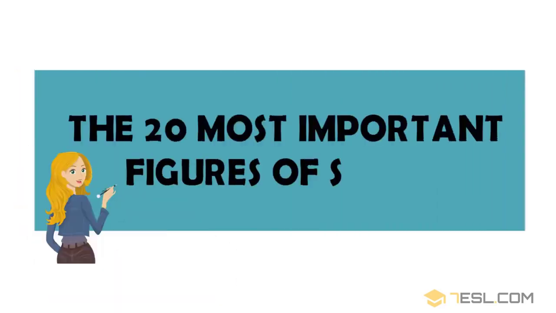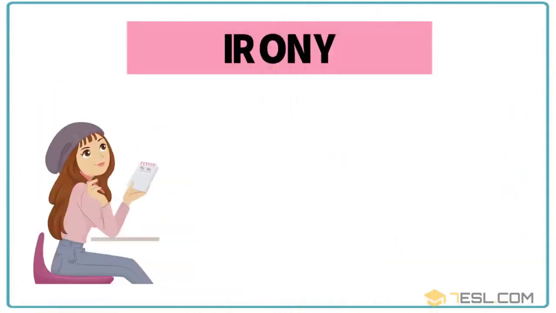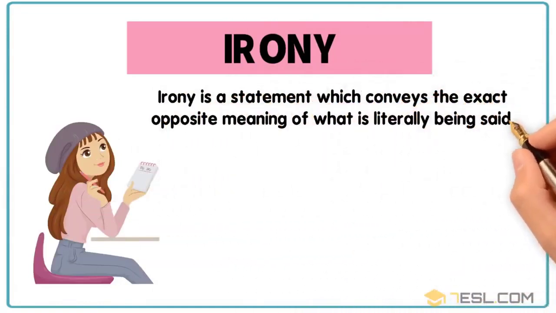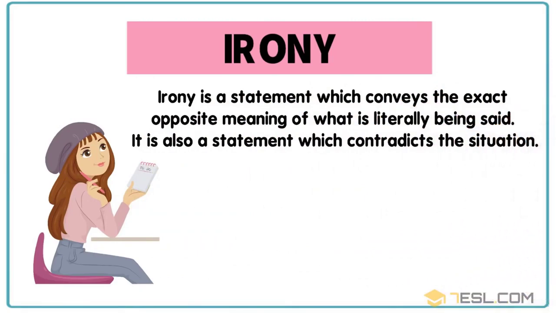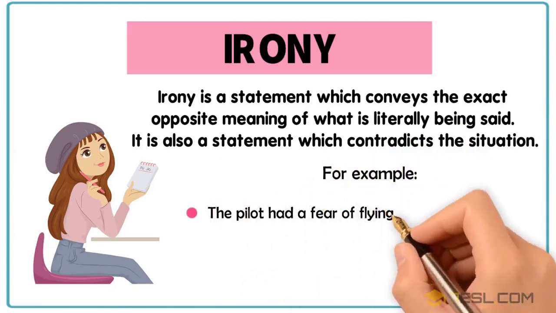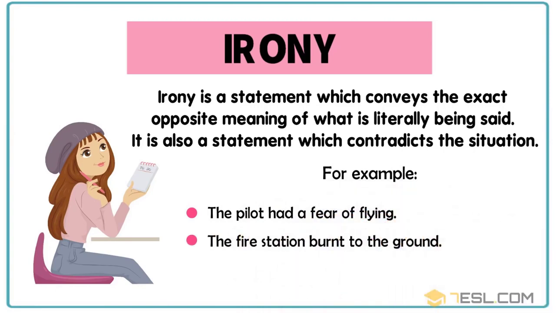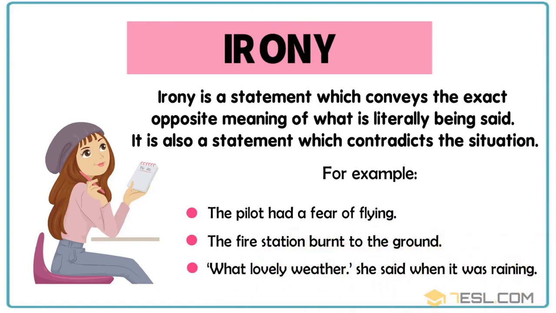The 20 most important figures of speech. Irony. Irony is a statement which conveys the exact opposite meaning of what is literally being said. It is also a statement which contradicts the situation. For example, the pilot had a fear of flying. The fire station burnt to the ground. "What lovely weather," she said when it was raining.